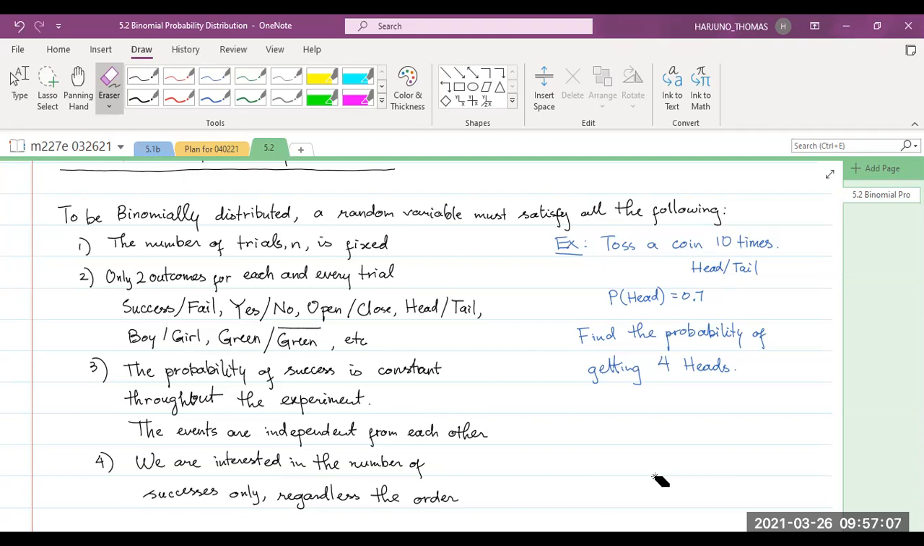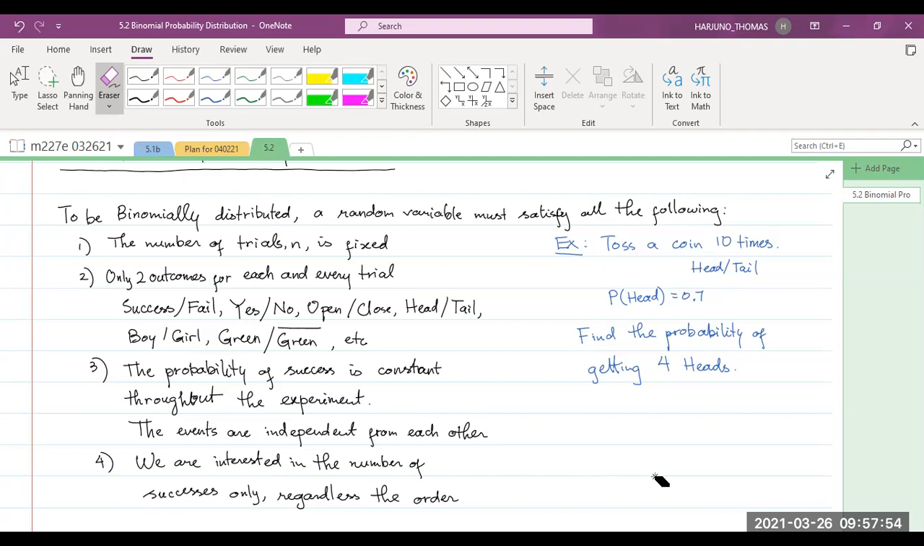And of course, if you don't understand this, you will never apply that, and you never think that you can use this, right? I can change this, toss a coin 10 times, into, okay, select 10 people. The probability that a person is already vaccinated is 70%. If you select 10 people at random, what is the probability that 4 of them are already vaccinated? Or you have a family of 10 children. The probability to get a girl is 0.7. What is the probability you have only 4 girls in that family of 10 siblings?